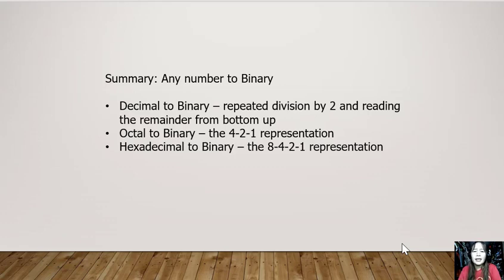Alright, so for hexadecimal to binary, it's very similar to octal. You just have to remember the 8, 4, 2, 1 representation. So if you need F, that's equivalent to 15, so that's 1, 1, 1, 1. If you need 4, if it is hexadecimal, therefore it should be 4 digits, so that should be 0, 1, 0, 0.